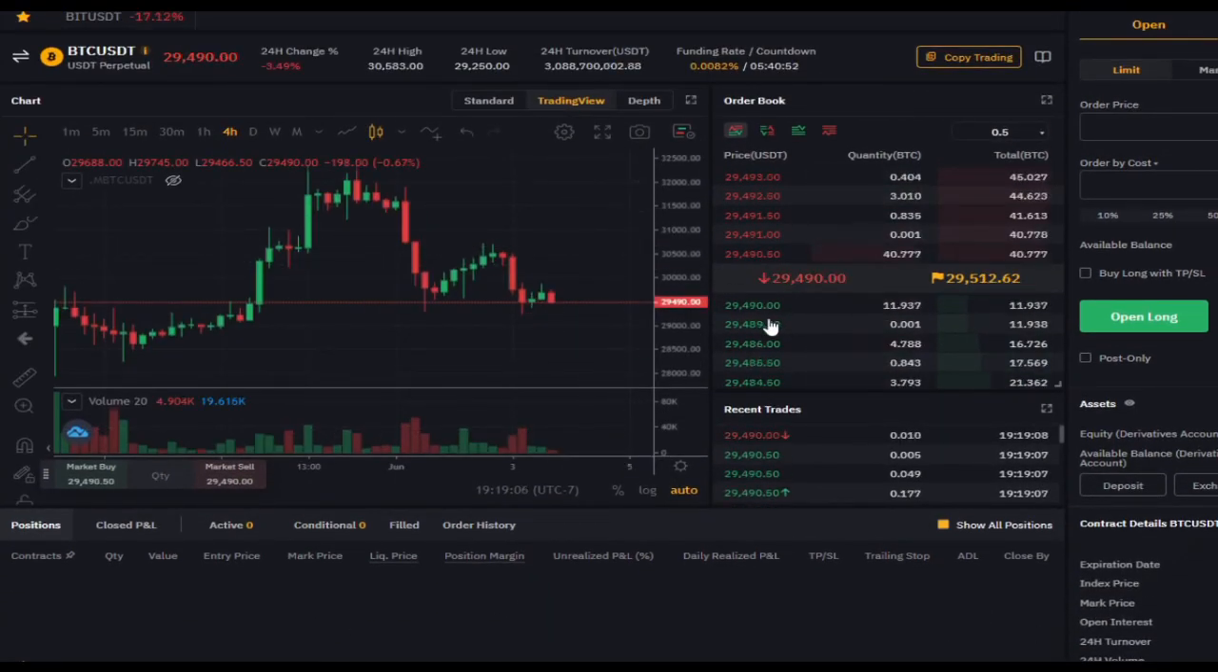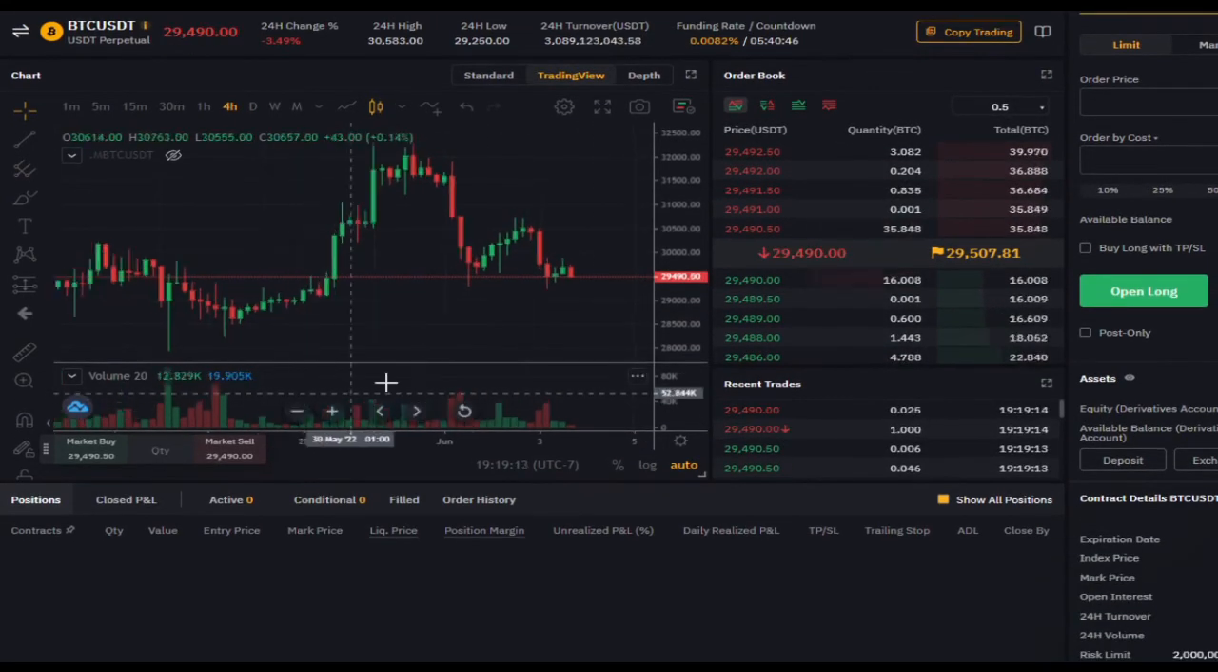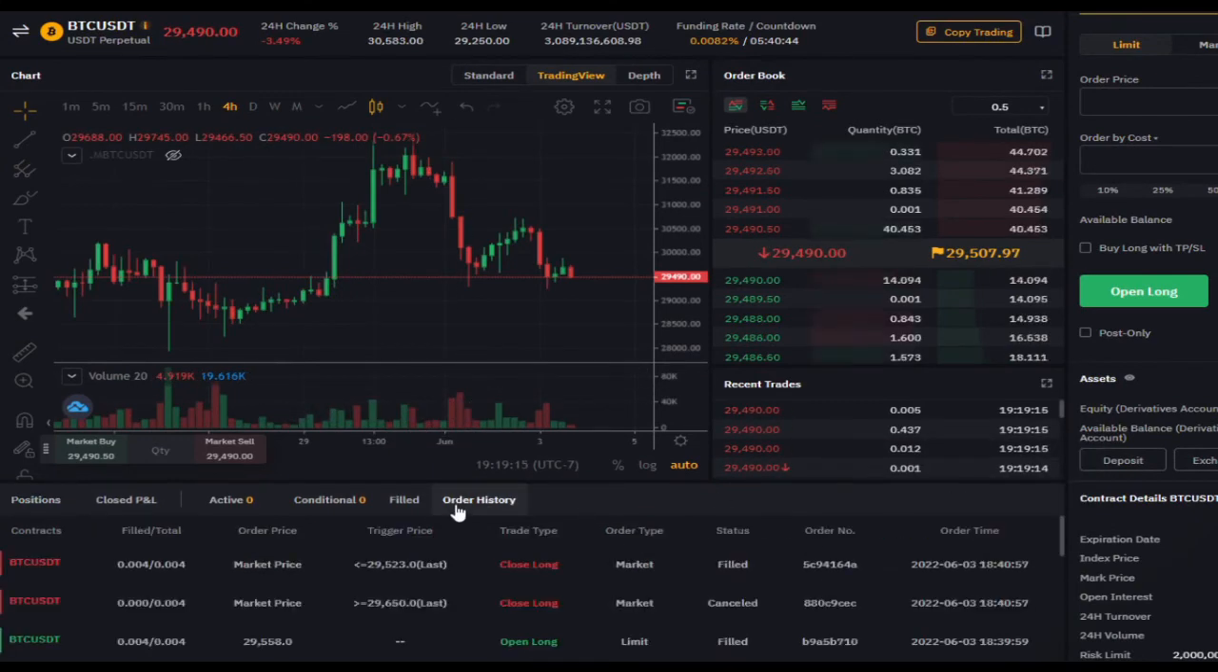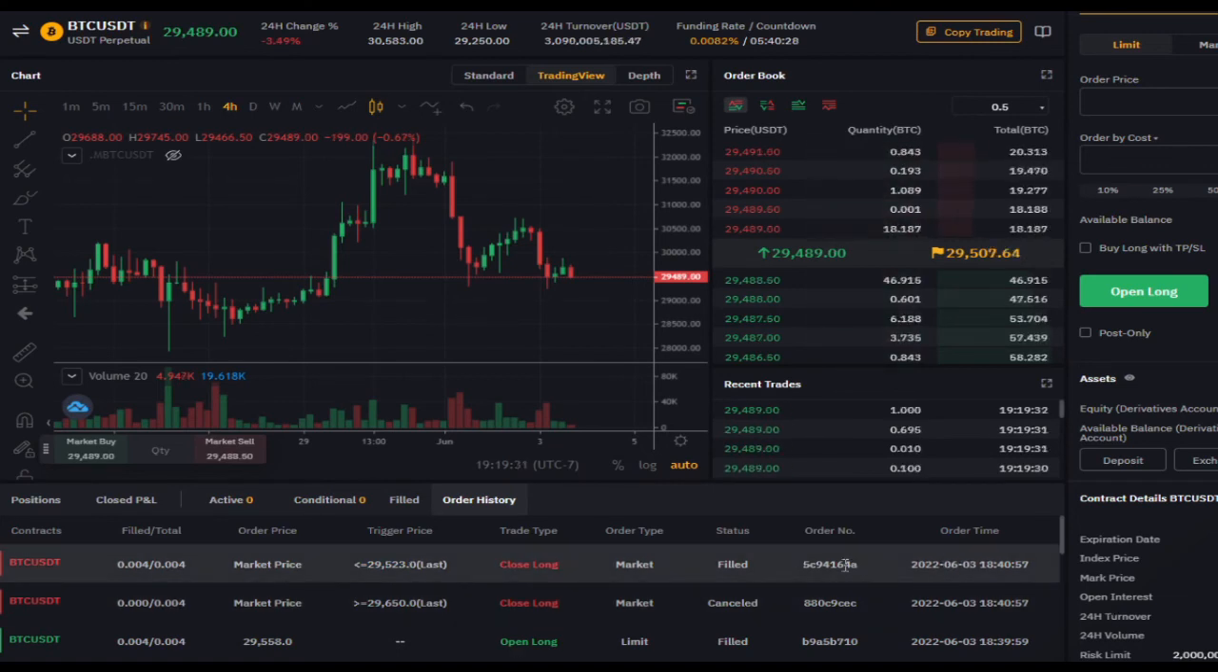Okay, so we got stopped out on our trade. So we automatically got the position closed. We didn't have to worry about anything. We lost a couple cents or something like that. Let's go to our, so cool. So this was the last trade that we put in. Close long. Filled. So the status was filled. The market order. Close long. Anything under this price was the trigger price. And there you go.